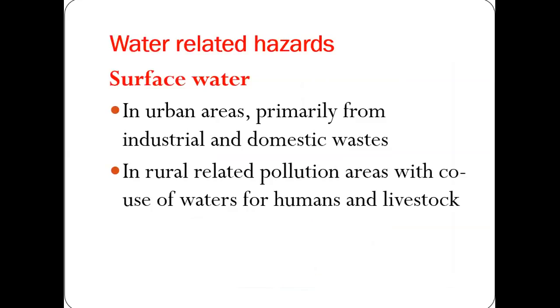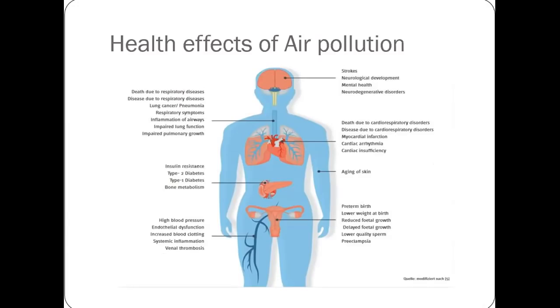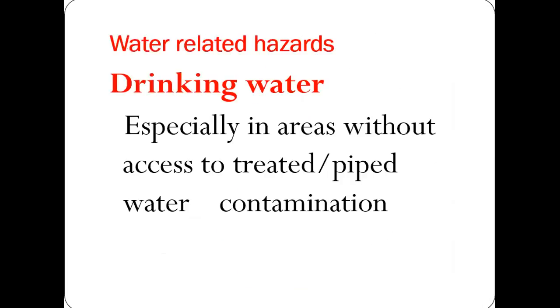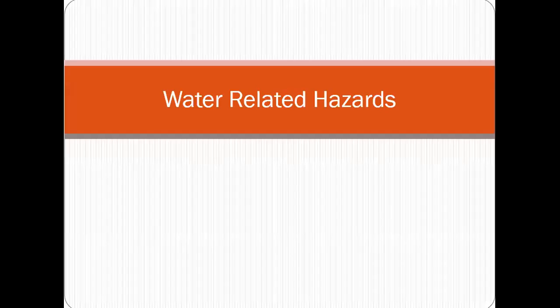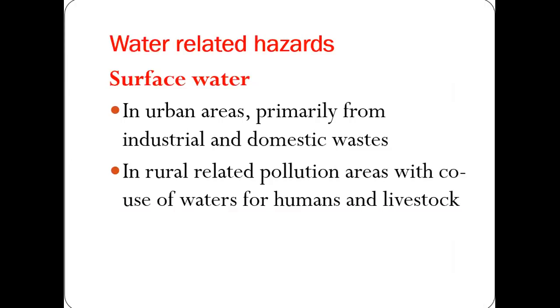Hopefully, you have learned from the topics on atmospheric hazard. The next type of hazard is water-related hazard. So water is an important resource. In fact, the planet is covered with 71% of water. Only 30% is made of land, or even less, because of the effects of climate change.